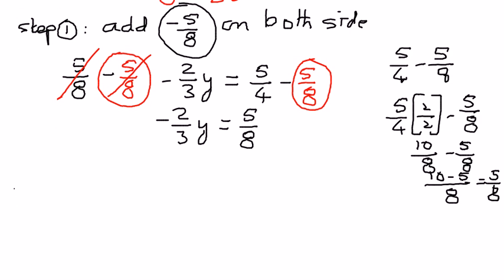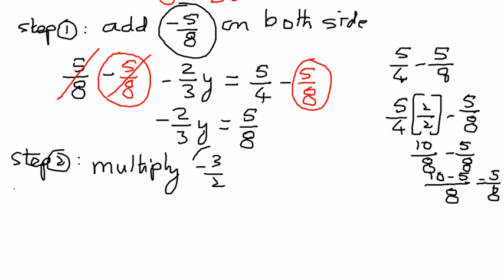In step number 2, we're going to simplify this some more. We want to find the value of 1y, and as you can see, the coefficient of y is negative 2/3. Therefore, we're going to multiply by the reciprocal of negative 2/3, which is going to be negative 3/2, like this. I'm going to write here, multiply by the reciprocal of negative 2 over 3, which is going to be negative 3 over 2. We're going to multiply this fraction on both sides of the equation.